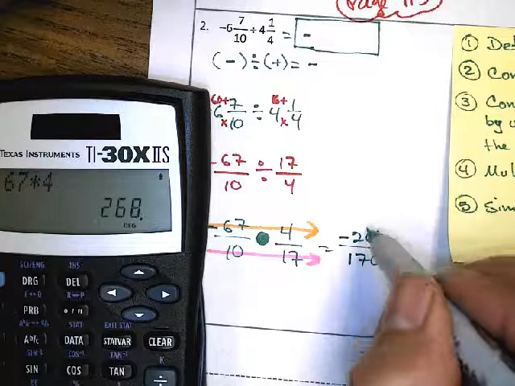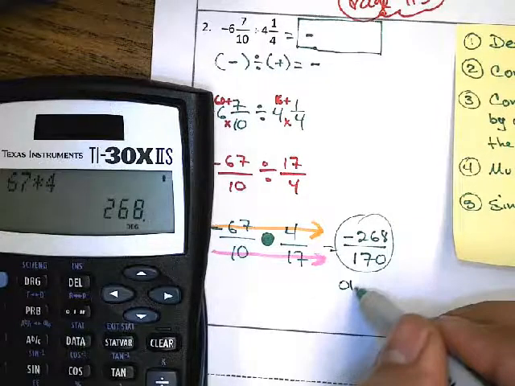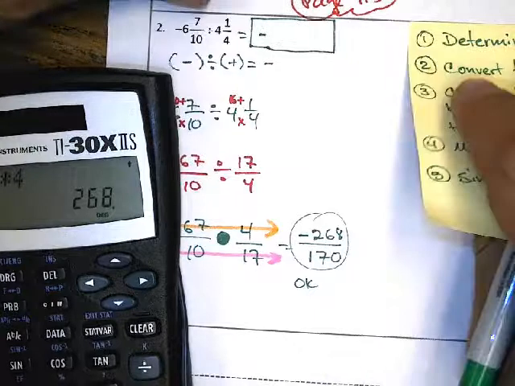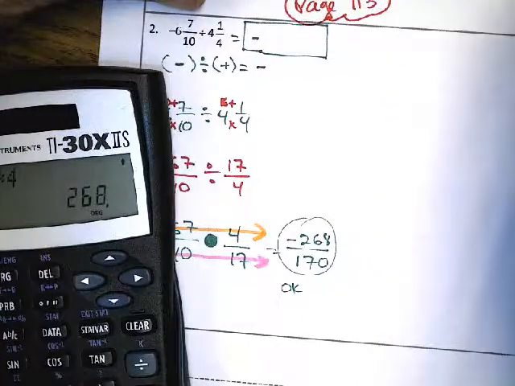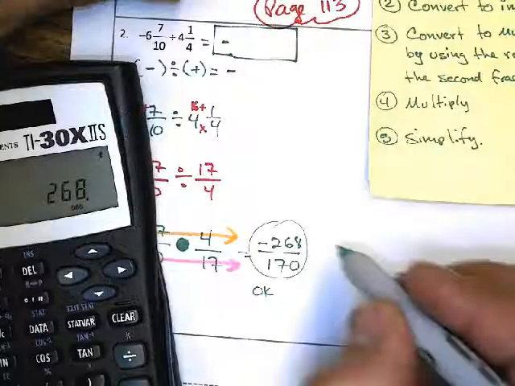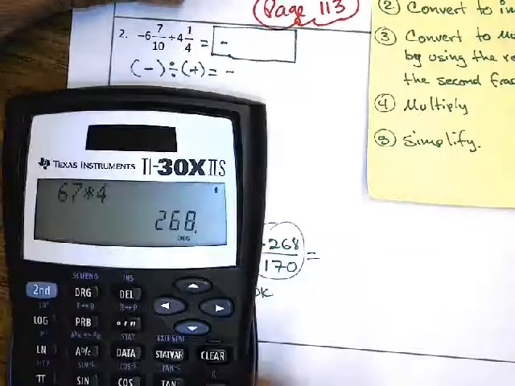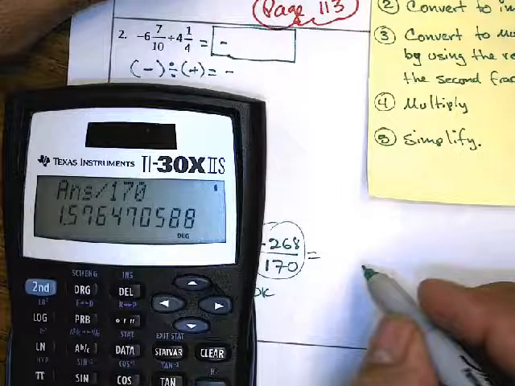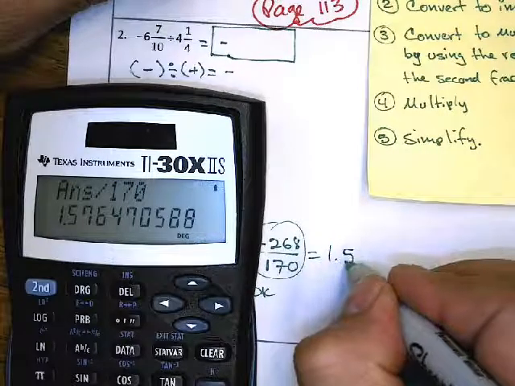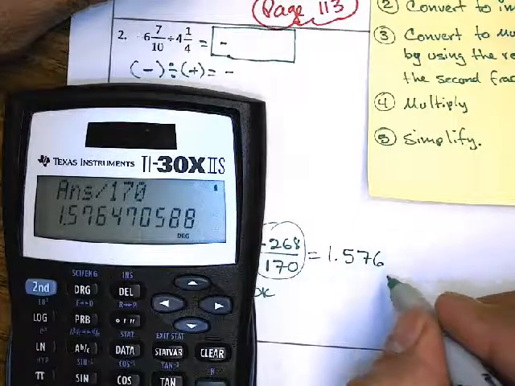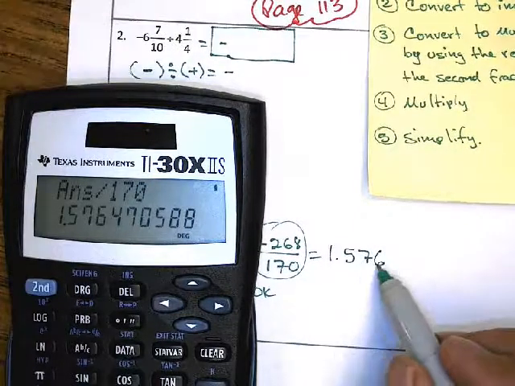All right, so this is an okay answer, right? Obviously, I'm not going to leave my answer this way because I want to leave my answer as a mixed number. So I'm going to divide it. I'm going to use my calculator and I'm going to divide that by 170. So the equivalent is 1.576, and I'm going to stop right there. I'm going to stop on the thousandths place.